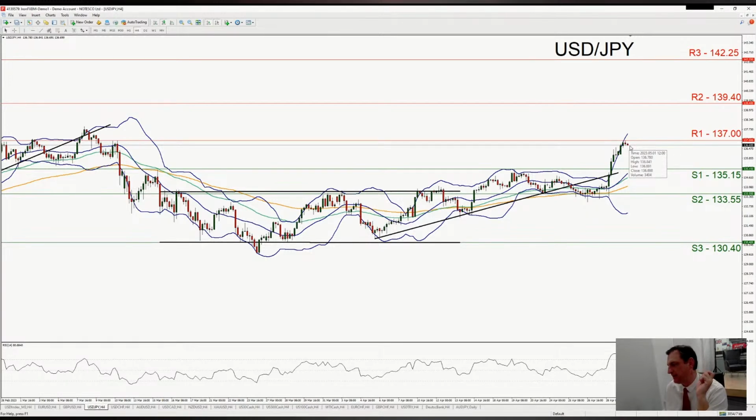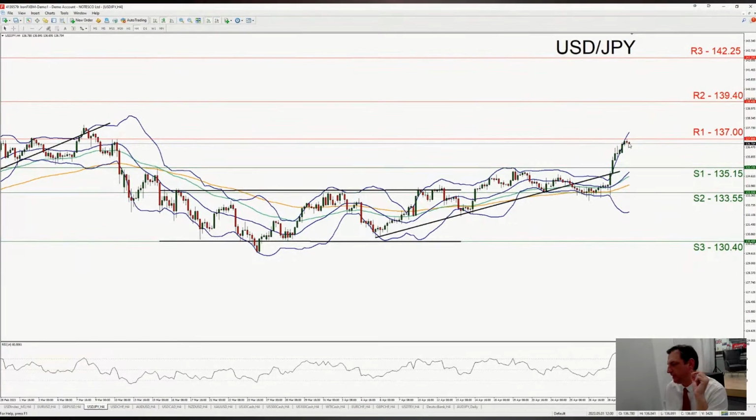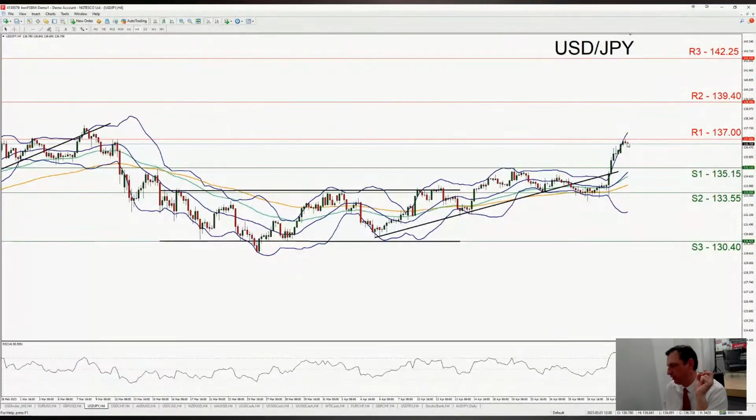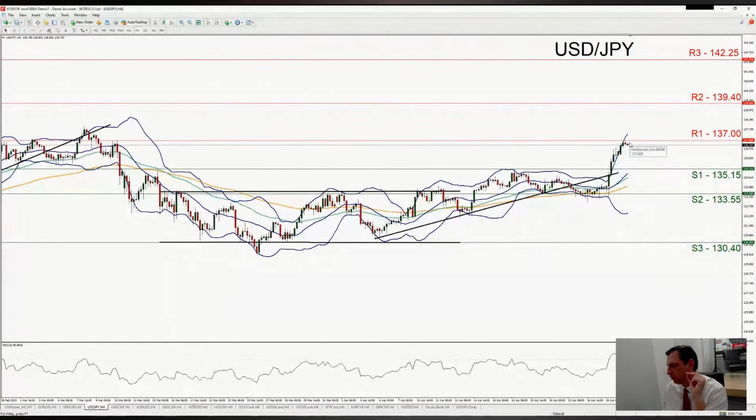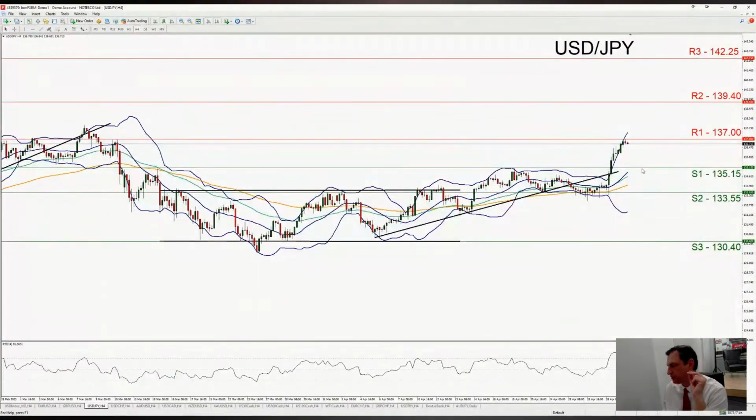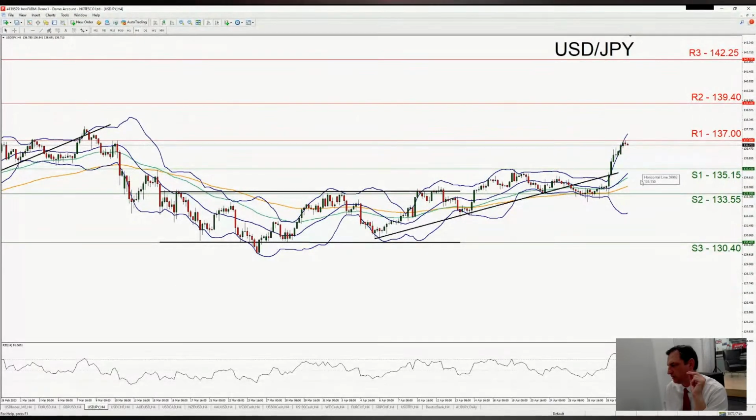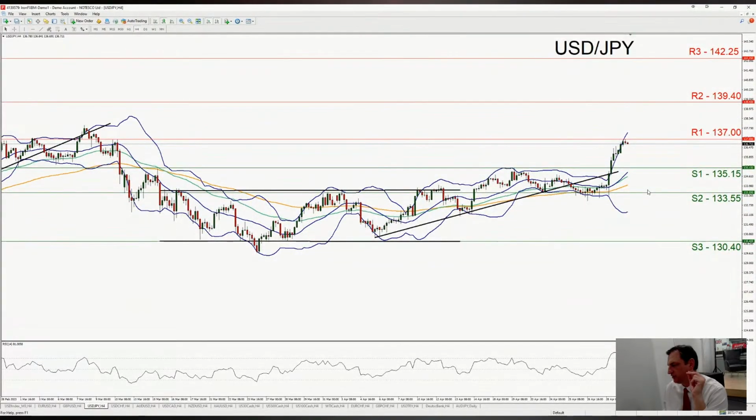Should the pair stabilize, I wouldn't be surprised to see it remaining just below the 137 resistance line. While for a bearish outlook, however improbable that may look, it's still a possibility and should be covered. I would require the pair to drop, break the 135.15 support line, and start aiming for the 133.55 support level.